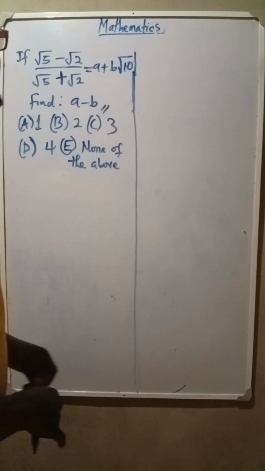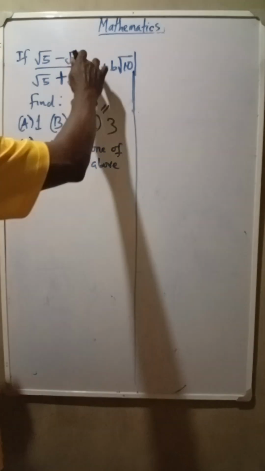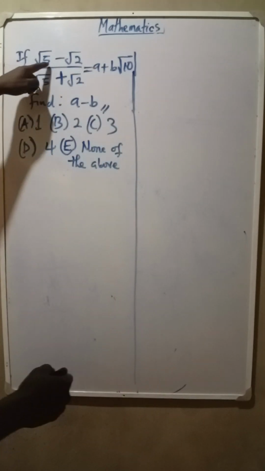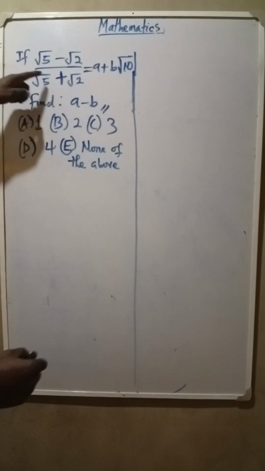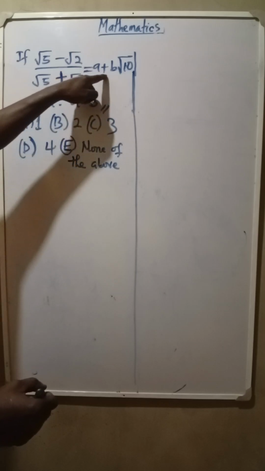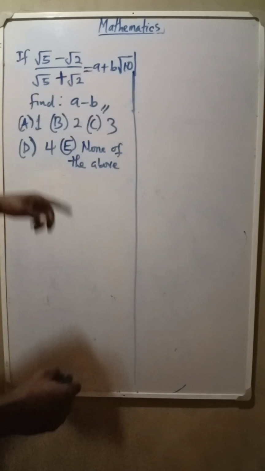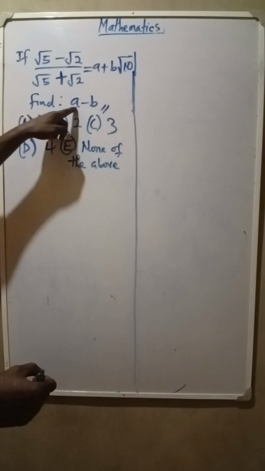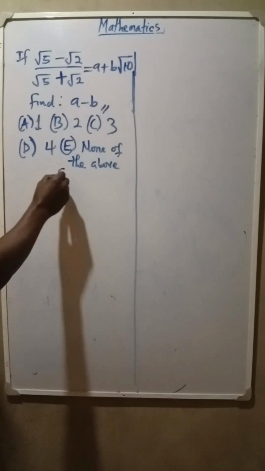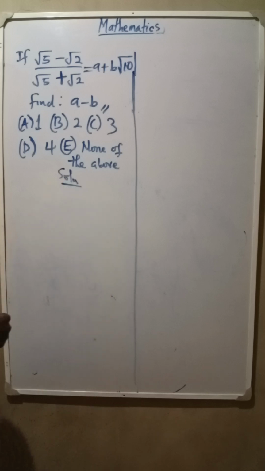I want us to quickly consider this problem. The problem says that if root 5 minus root 2 divided by root 5 plus root 2 is equal to a plus b root 10, we are asked to find a minus b, and these are the options. So how do we solve that? So solution. So how do we approach this?